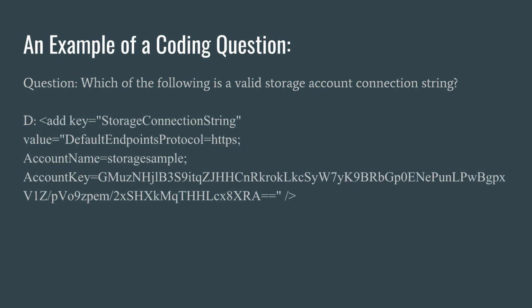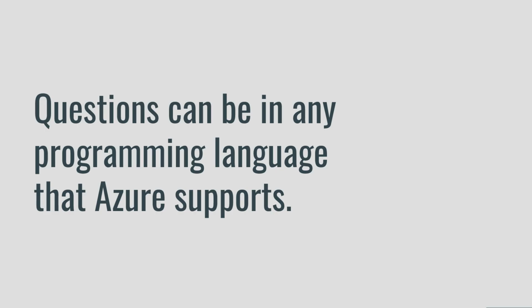In case you're wondering, of course, the application settings section needs to have a key. The key can be any name that you want, but the value has those following elements: the default endpoints protocol, the account name, and the account key.